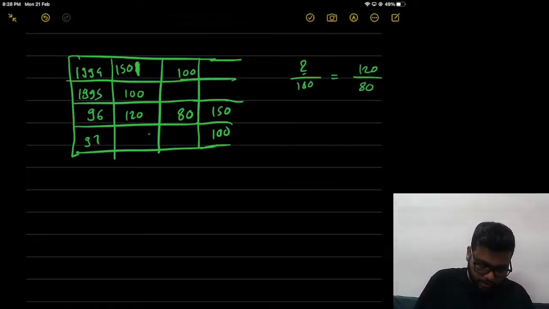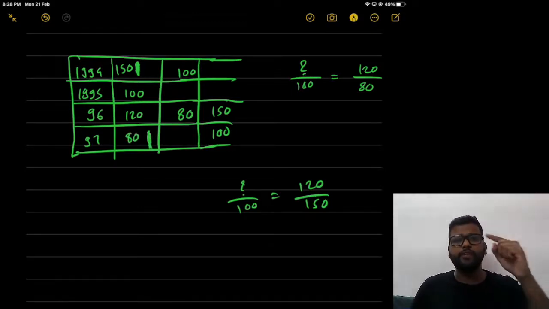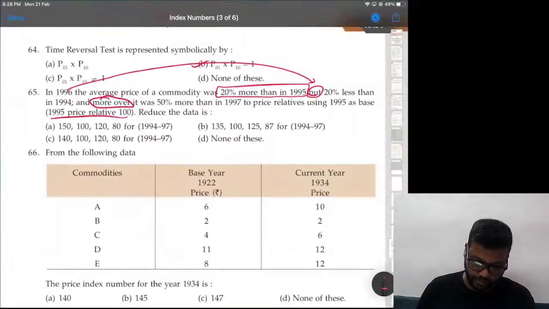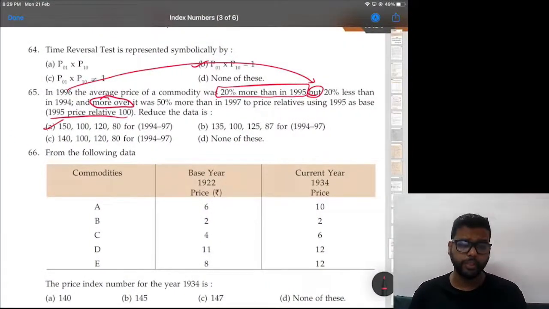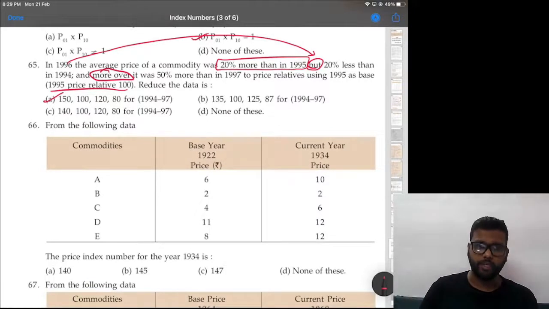Again, let's cross multiply for this question mark now. Question mark upon 100 is equal to 120 upon 150. So let's just do 120 by 150 into 100, 80. So the answer is going to be 150, 100, 120, 80. That is option A. Okay. So reading the wording carefully is important, interpreting it properly.